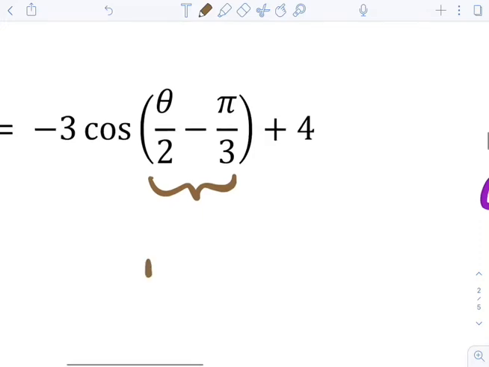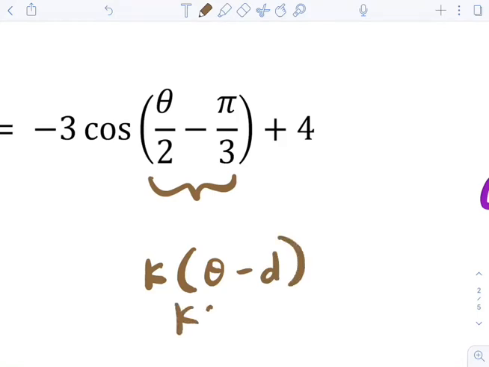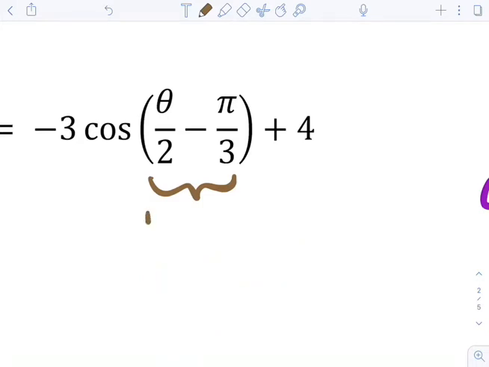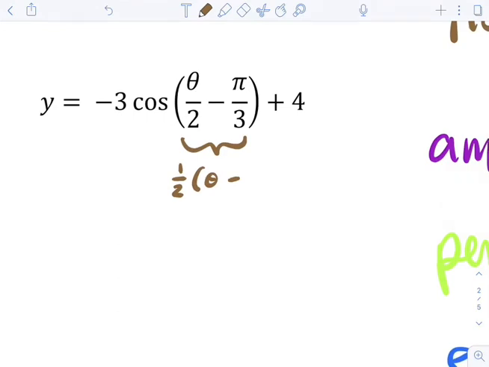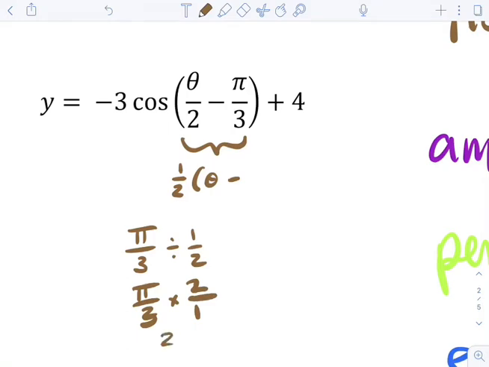Because remember, it was like this. K times theta minus D. If I distributed K inside, that D value would have a factor of K. So I'm going to have to factor that out because I need to have theta by itself. So if I factor out half, theta minus, and how do I figure out what that value should be there? Well, the idea is when we're factoring, we're dividing. So I'm dividing this by a half. When you divide by a fraction, it's the same thing as multiplying by its reciprocal, which is 2 pi over 3.